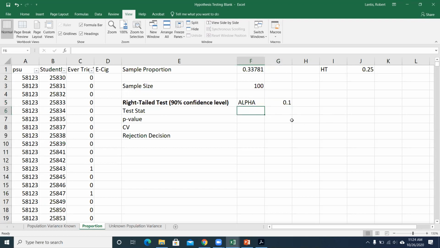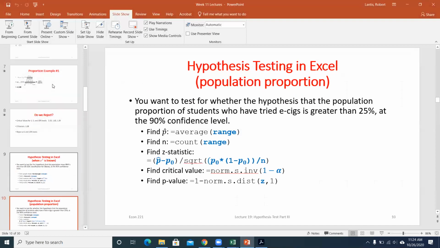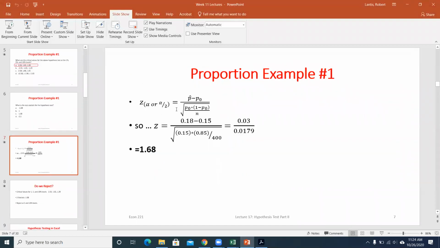So my test statistic, we're just going to use Excel as a calculator, right? We're going to put in that function that we had earlier, this guy right here. We're just going to type that into Excel, but select the cells that have these values in them. So our sample proportion minus the assumed true proportion, divided by the square root of the assumed true proportion times 1 minus that, and then divide by our sample size.